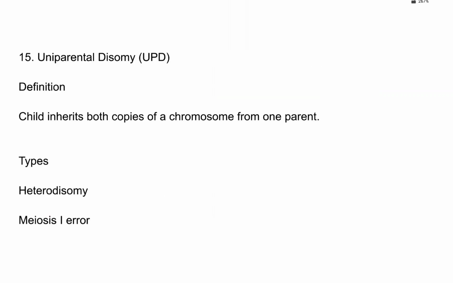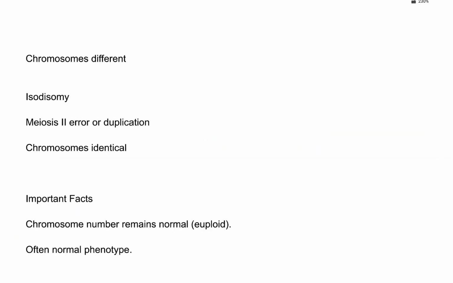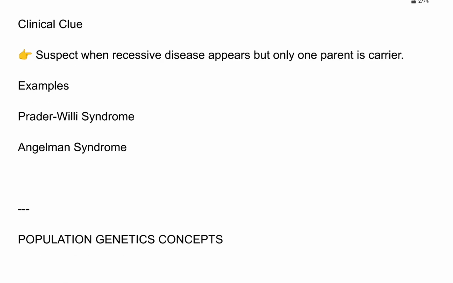Another medical term is uniparental disomy, or UPD. Definition: a child inherits both copies of a chromosome from one parent. Types: heterodisomy, a meiosis 1 error, where the chromosomes are different; isodisomy, a meiosis 2 error or duplication, where the chromosomes are identical. Important facts: chromosome number remains normal, euploid, often normal phenotype. Suspect it when a recessive disease appears but only one parent is a carrier. Examples are Prader-Willi syndrome and Angelman syndrome.